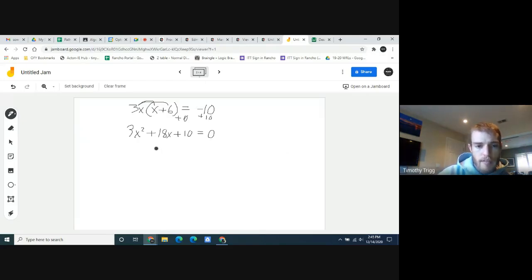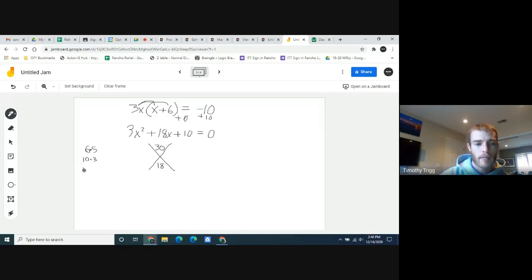Okay, so let's see if this thing's factorable. So 3 times 10 is 30. And we can put the 18 on the bottom. So I'm looking for two numbers that multiply to give me 30, but add up to give me 18. Well, let's think about it. So what multiplies to give me 30? So we have 6 times 5, but would those add up to 18? No. What about 10 times 3? Well, those multiply to give me 30, but do those add up to 18? No.